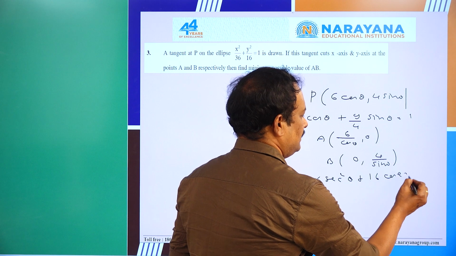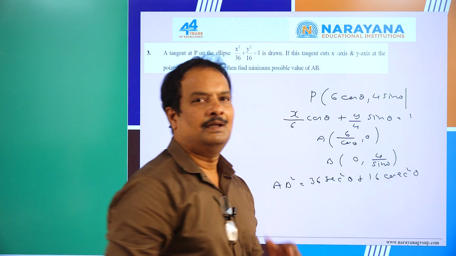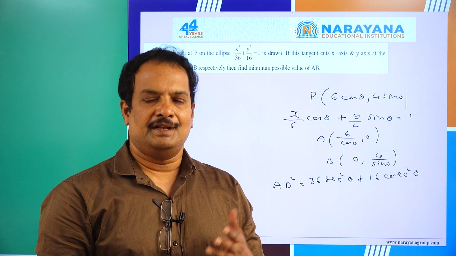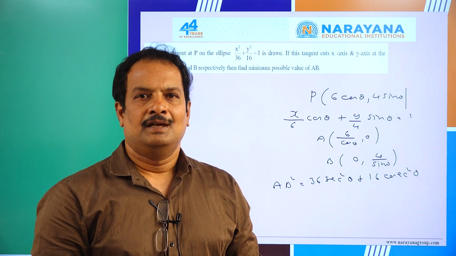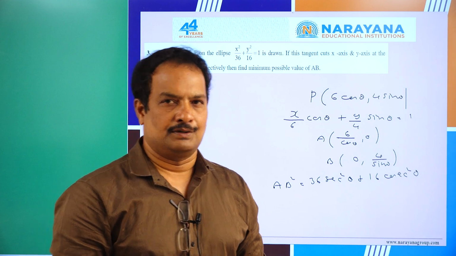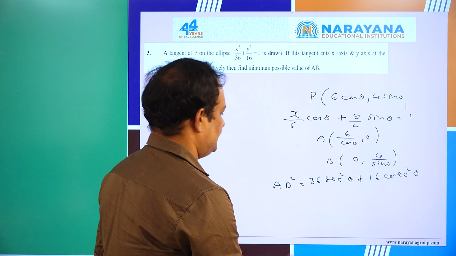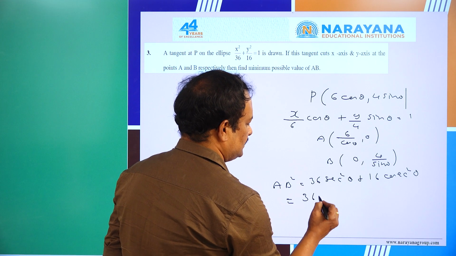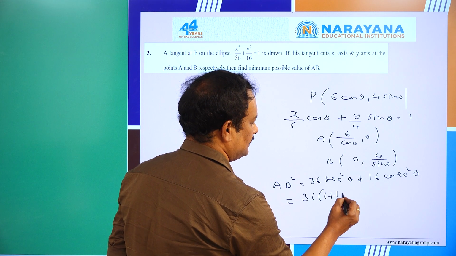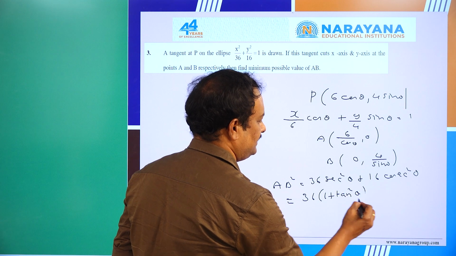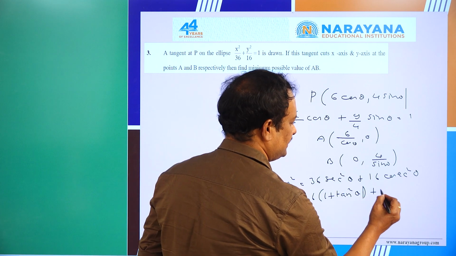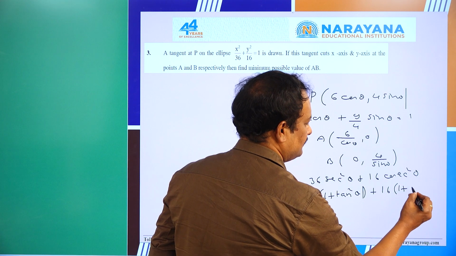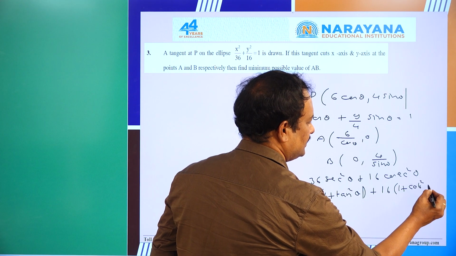Okay, but to find the least value of this, one method is obviously the derivative concept we can apply. But instead of that, we will just apply the AM greater than or equal to GM concept for this. Okay, let us check it out. So this is 36 secant square theta, so 36 into 1 plus tan square theta. This is what we can write. Next, 16 cosecant square theta, so 16 into 1 plus cot square theta.